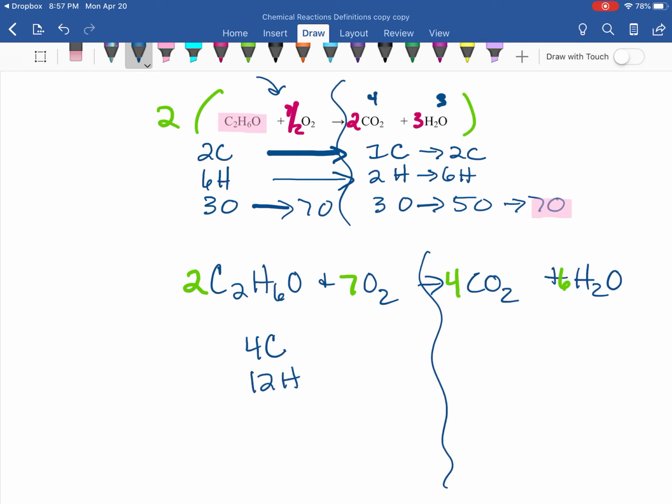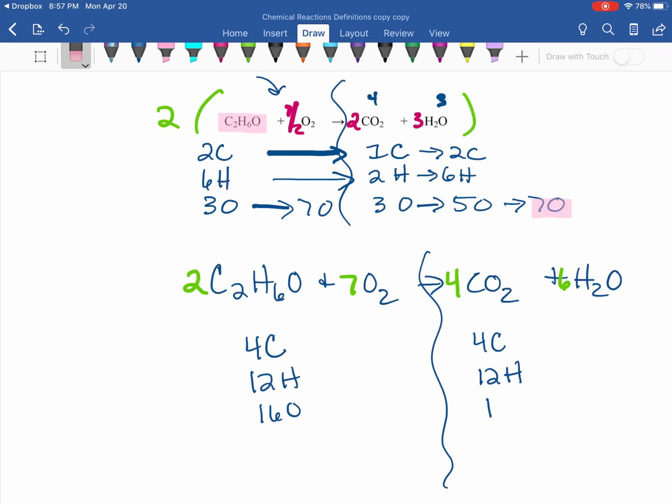Let's add everything up. We've got 4 carbons. We've got 12 hydrogens. And we've got, holy cow, 16 oxygens. Let's try this side. 4 carbons. We've got 12 hydrogens. And then how many oxygens? 8 plus 6, 14. Does that seem right? So we are off in our oxygens, aren't we?